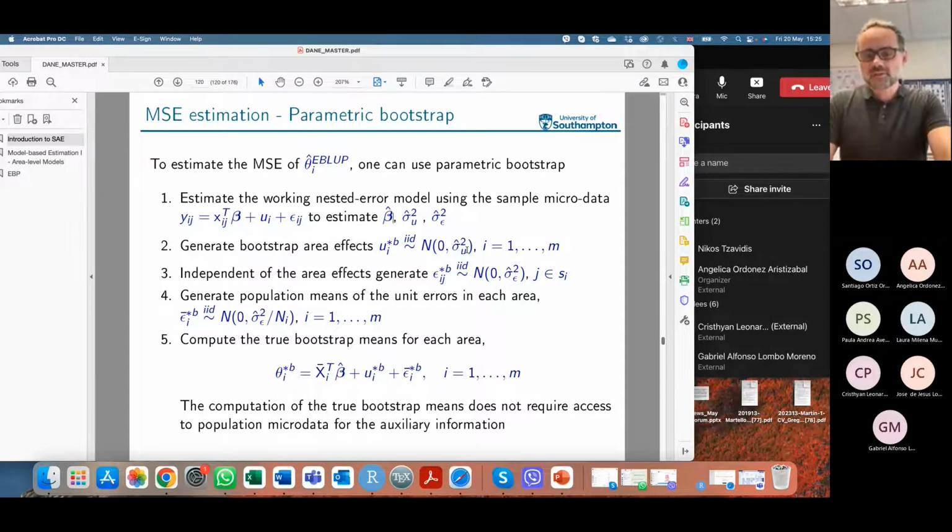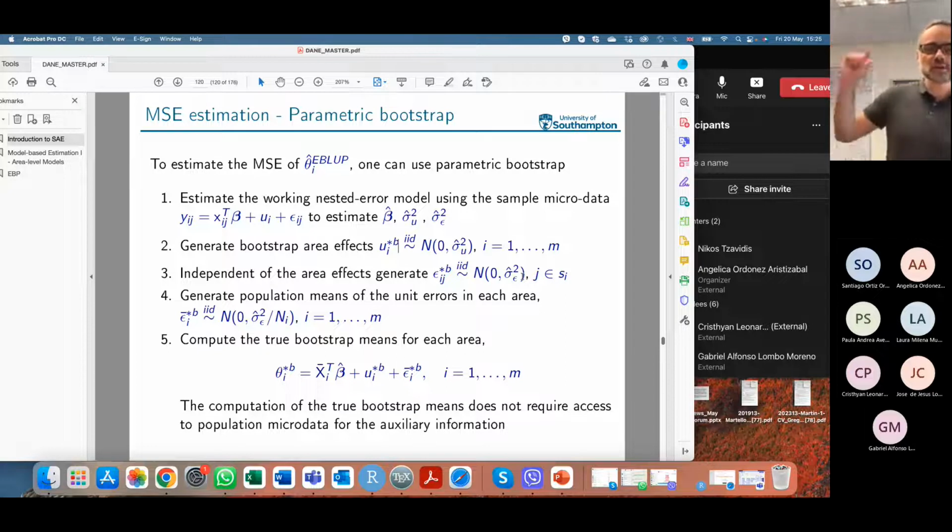Independently from the area effects, you generate a set of unit level errors, which we denote by epsilon ij. And again, these are bootstrap errors for bootstrap iteration b. Again, under the model, these are assumed to be normally distributed with mean 0 and variance sigma hat epsilon squared. Again, this is the variance that you have estimated by using your original microdata, the survey microdata.